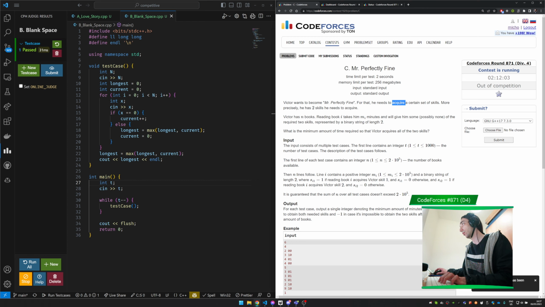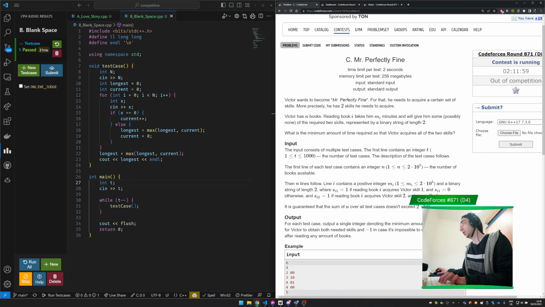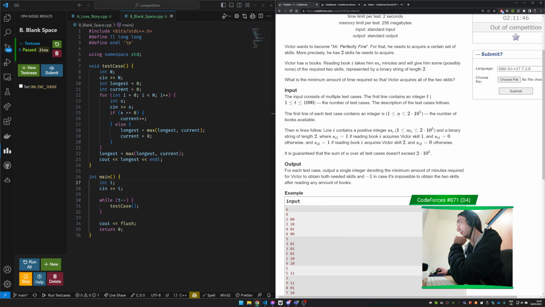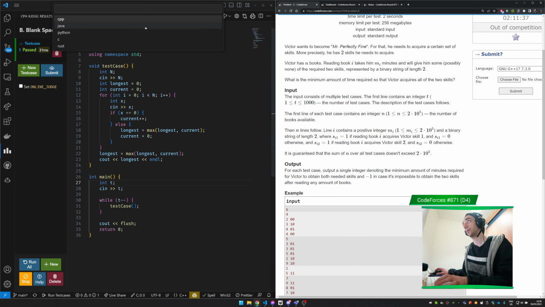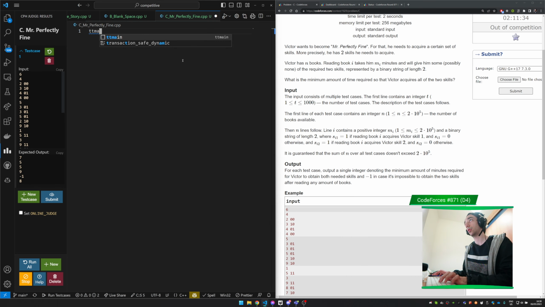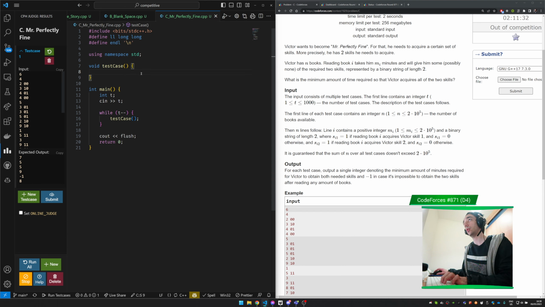Victor wants to become okay. For that he needs to acquire a certain set of skills. More precisely, he has 2 skills he needs to acquire. Victor has n books. Reading book i takes m_i minutes, and will give him some, possibly none, of the required 2 skills, represented by a binary string of length 2. What's the minimum time required to acquire all of these 2 skills? Just an easy problem as well.